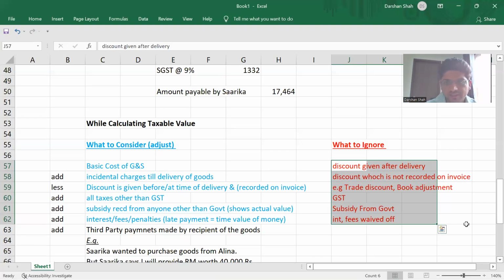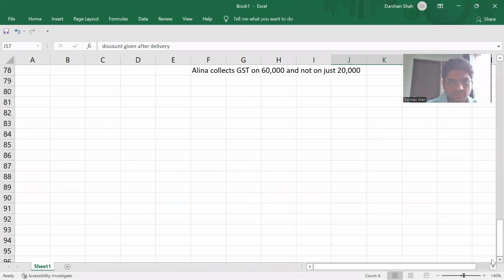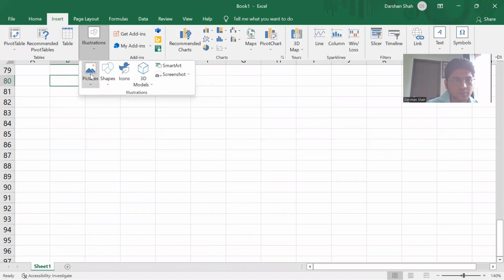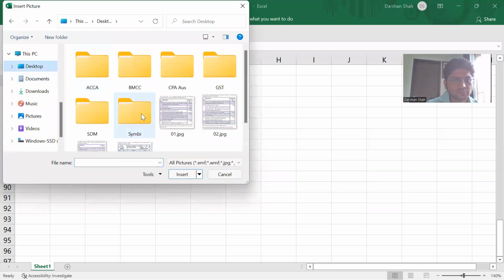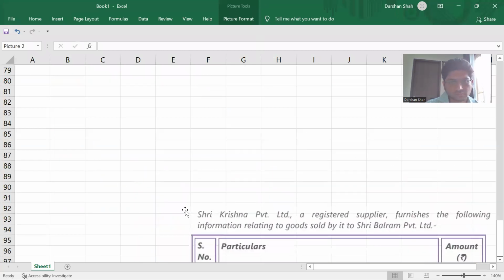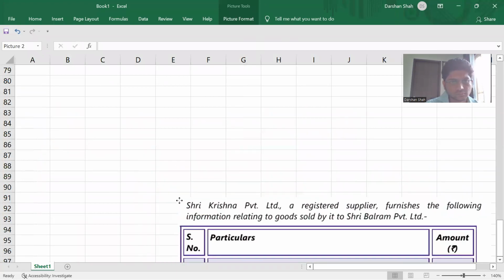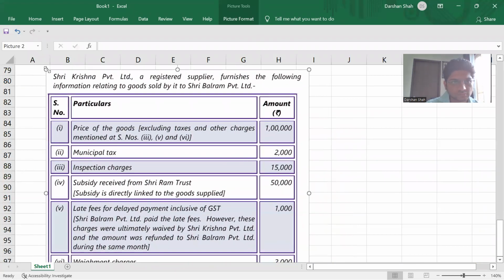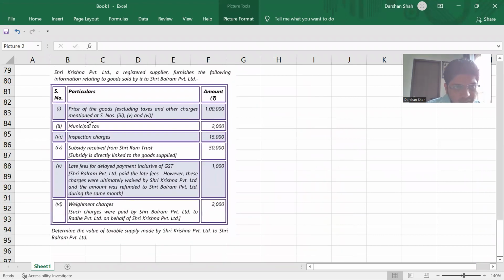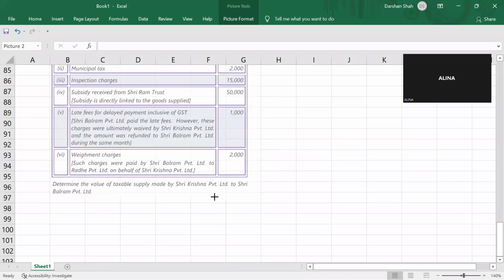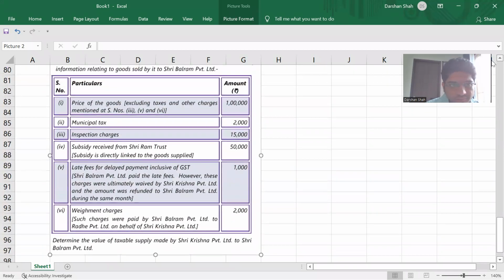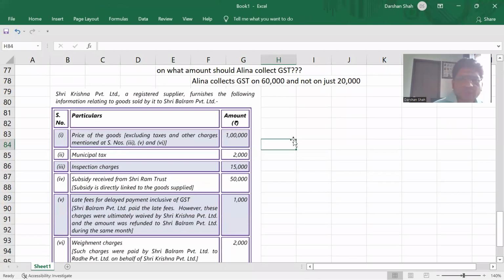All right, I'll drag this question onto the Excel sheet. This is visible now, clearly? Yes, sir. Okay, let us do this question. Shri Krishna Private Limited, a registered supplier, furnishes the following information related to goods sold by it to Balram. So Krishna is the supplier and Balram is the recipient. In short, Krishna is the seller and Balram is the buyer.